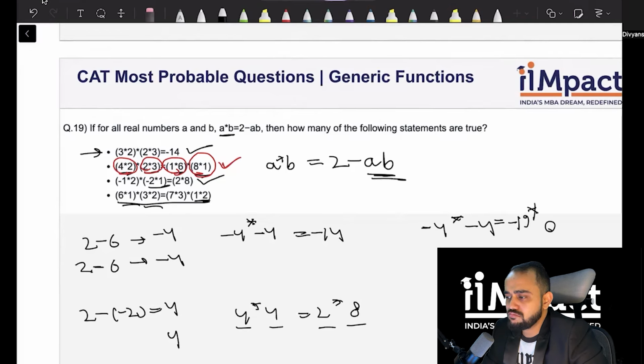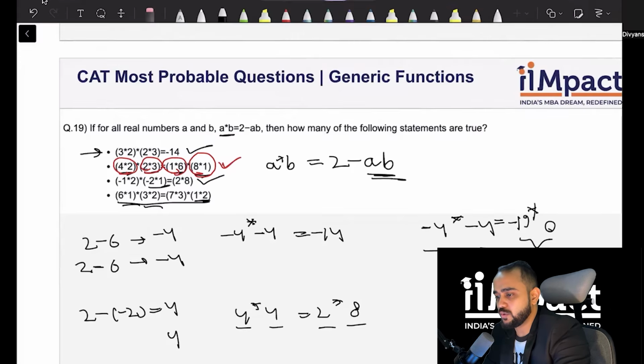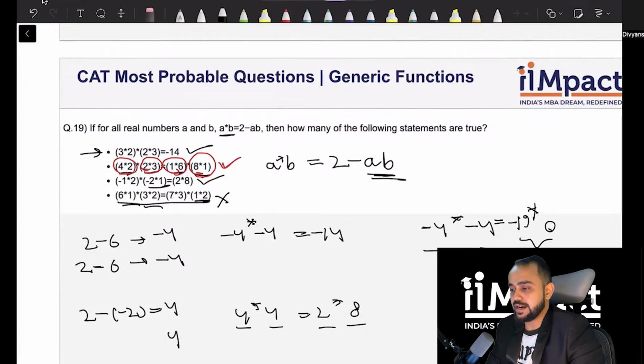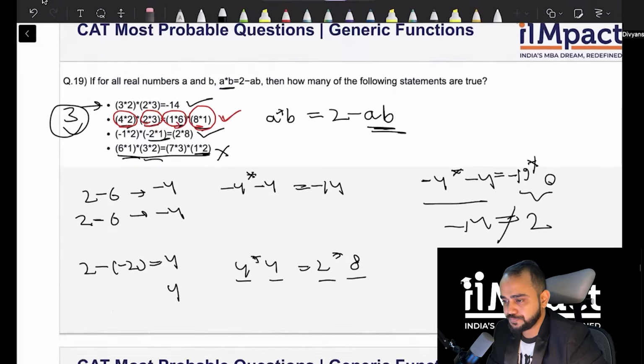So you can quickly check. This will be equal to 2, because there is a 0 sitting here. And this is not going to be equal to 2. This will be 2 minus this, we have already calculated, actually is minus 14. It's not equal to 2. So this is incorrect. So there are 3 correct statements here.